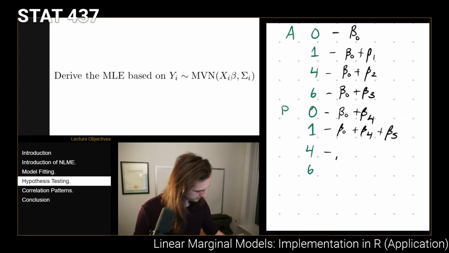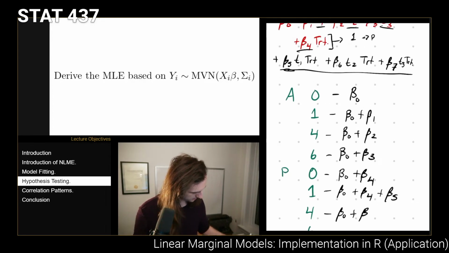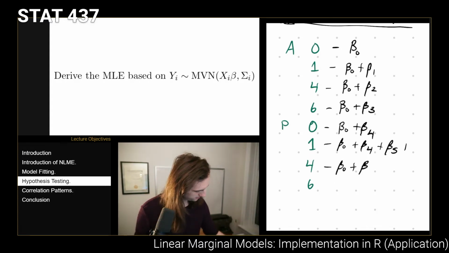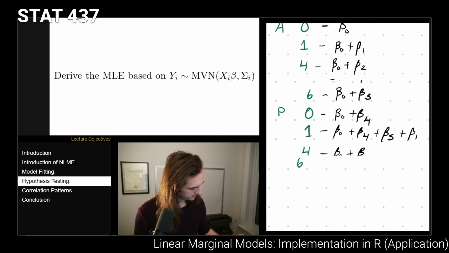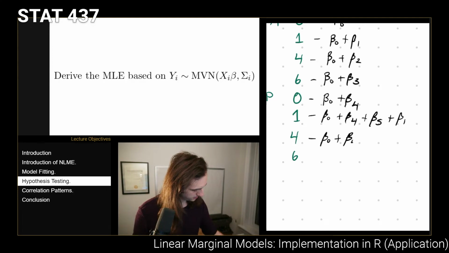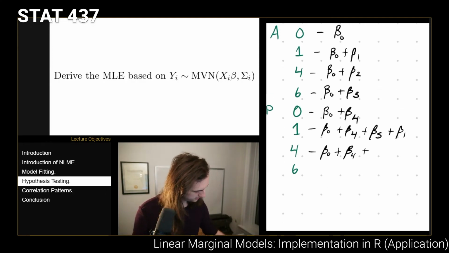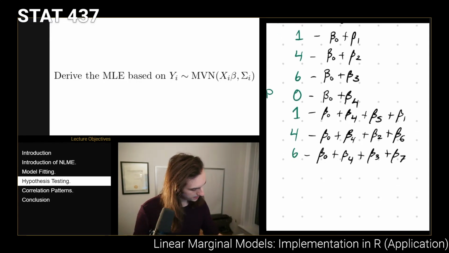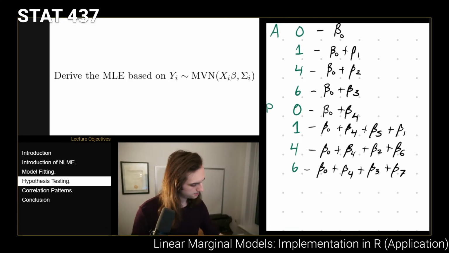And then we're going to have beta 0 plus beta, oh, and in fact, I missed a term there, right? So at week 1, we're also going to have beta 1. So plus beta 5 plus beta 1, sorry. Then we're going to have beta 0 plus beta 4 plus beta 2 plus beta 6. And then for this last term, we're going to have beta 0 plus beta 4 plus beta 3 plus beta 7. Okay?